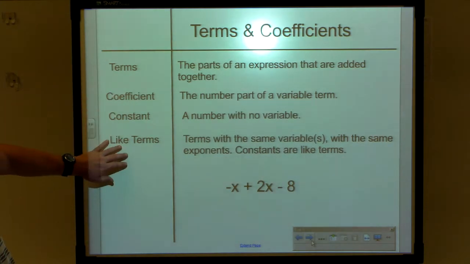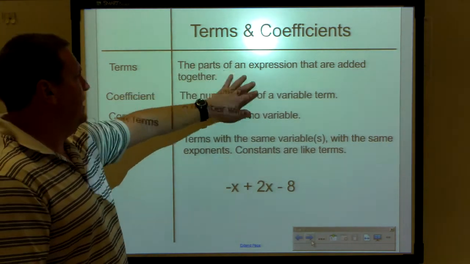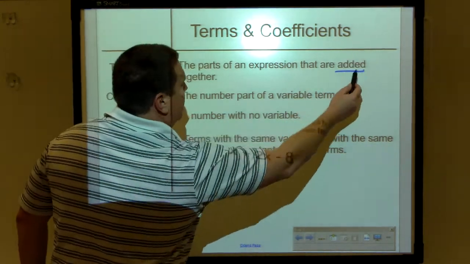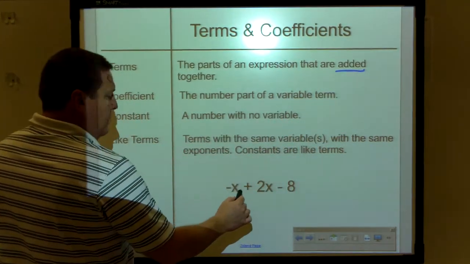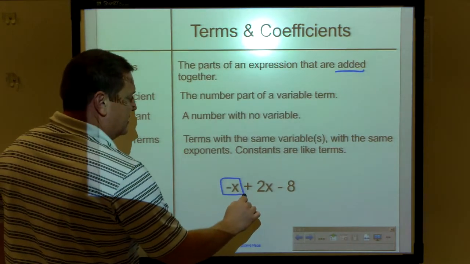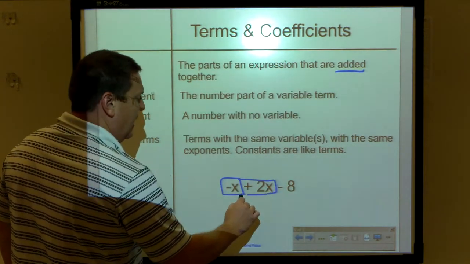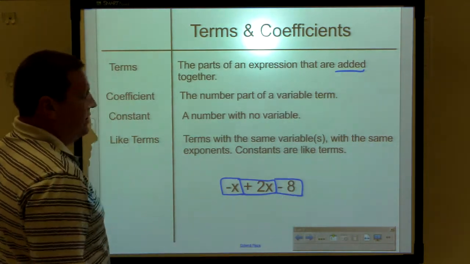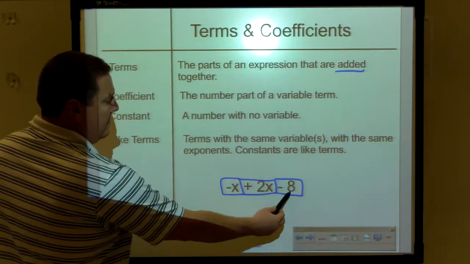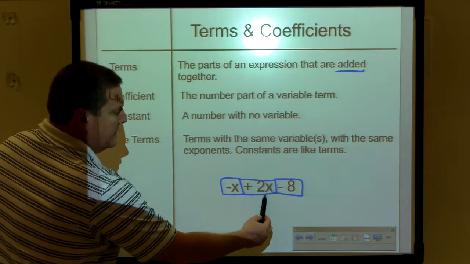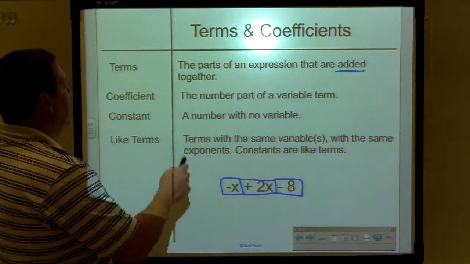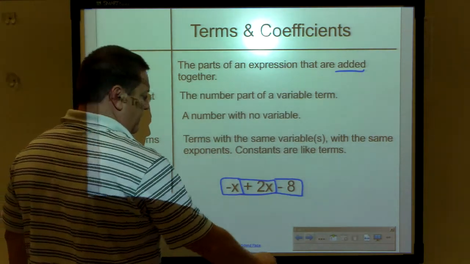Terms, coefficient, constant, and like terms. Terms are the parts of the expression that are added. It could be subtracted, but these right here in boxes, everything that's in a box is a term. So I have 1, 2, 3 terms. They're actually separated by pluses and minuses, so I have 1, 2, 3 terms. This right here has 2 parts to it, 2 factors, but it's only considered to be 1 term. So those are the terms.